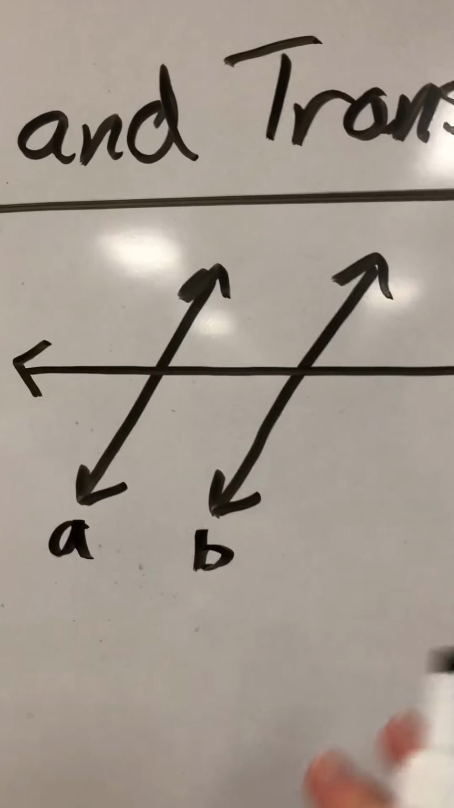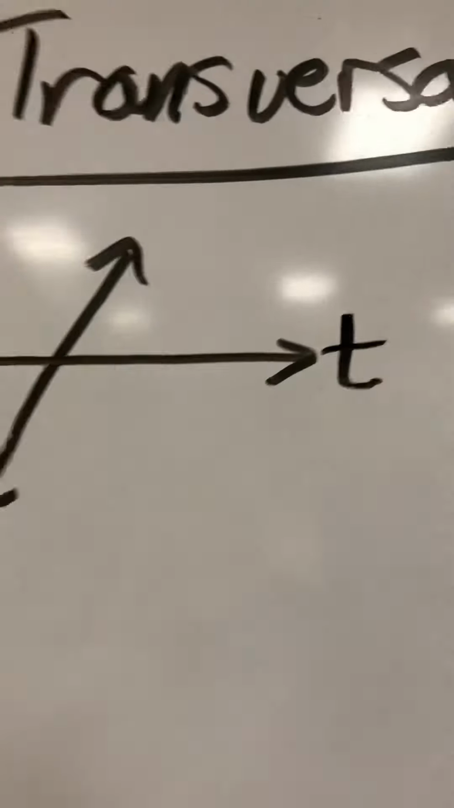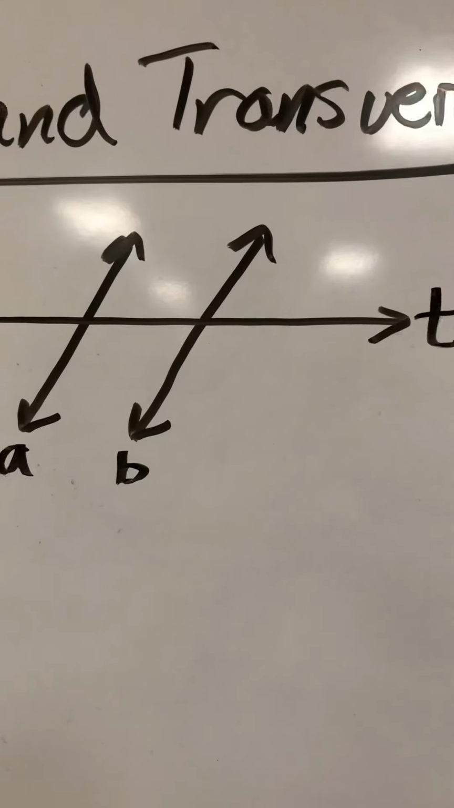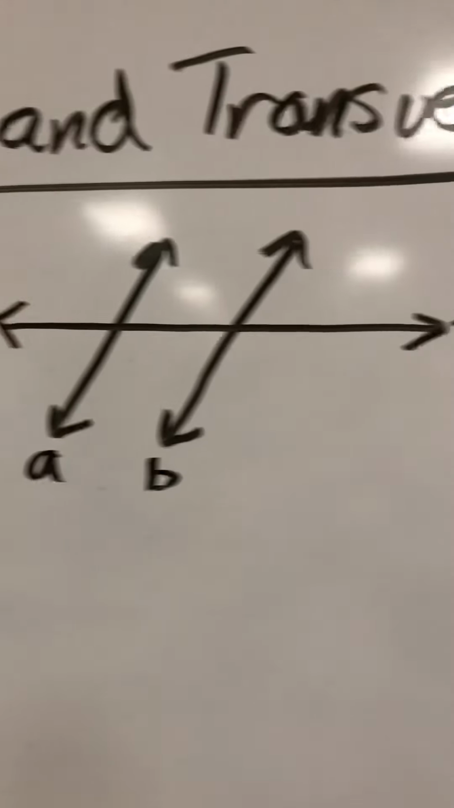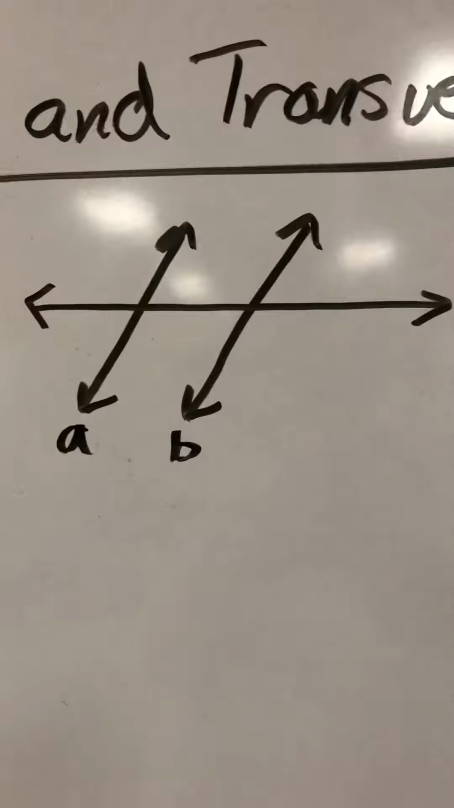That's parallel lines. And this line that cuts through them, we're going to label as T. That is called a transversal line. It cuts through parallel lines. So that's the definition of what a transversal line is.